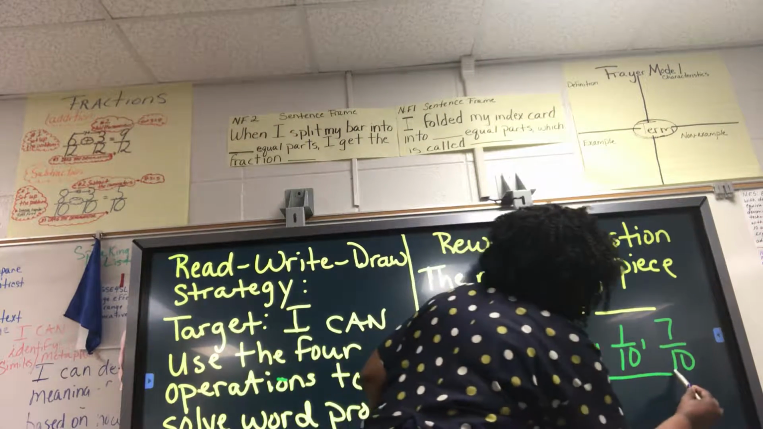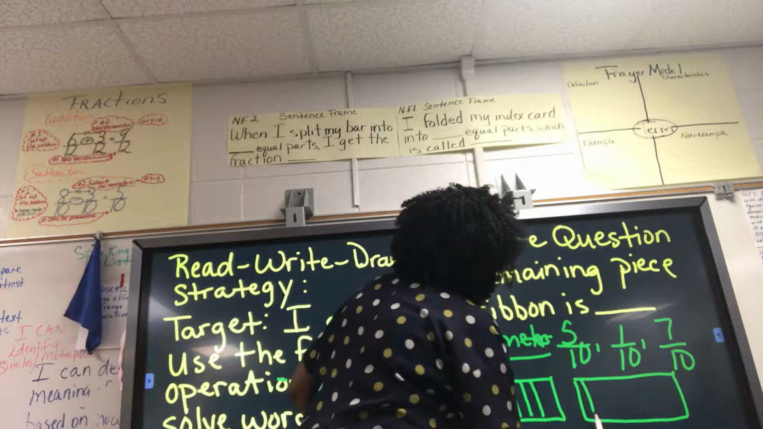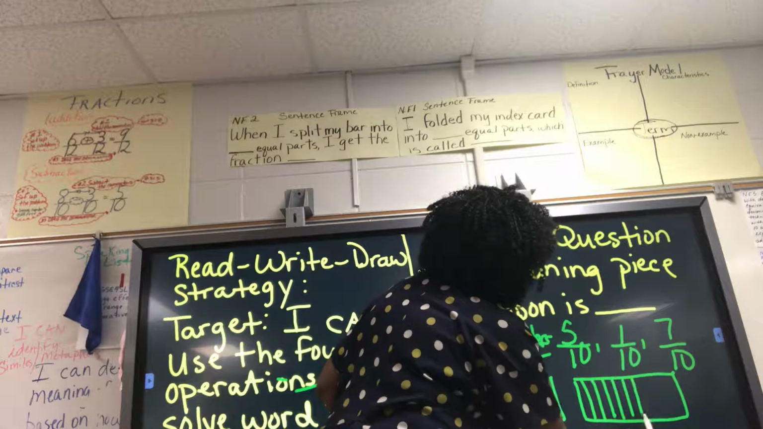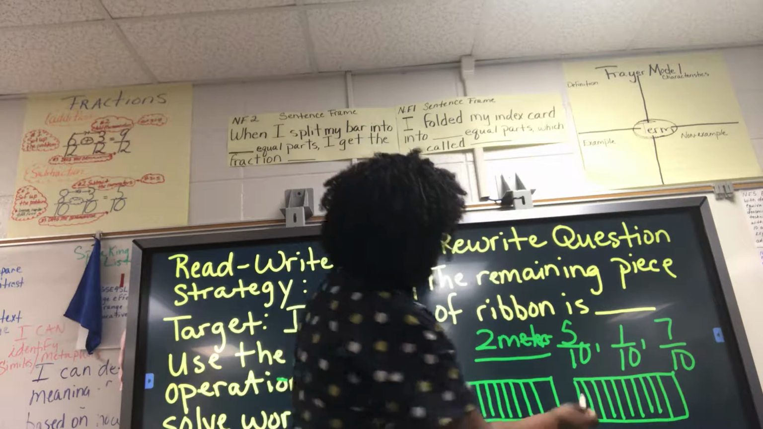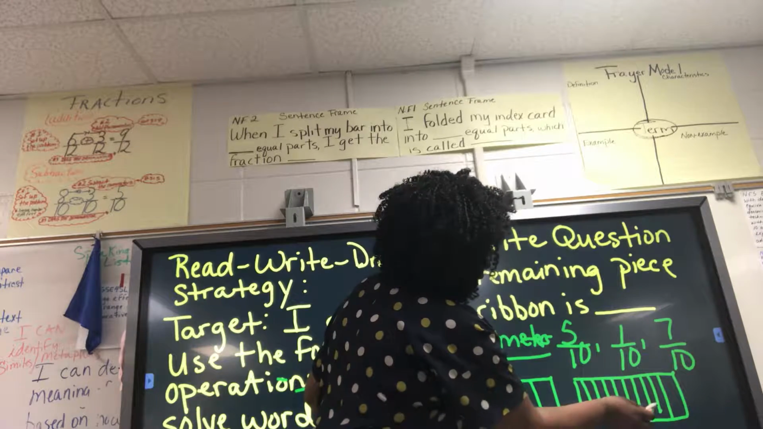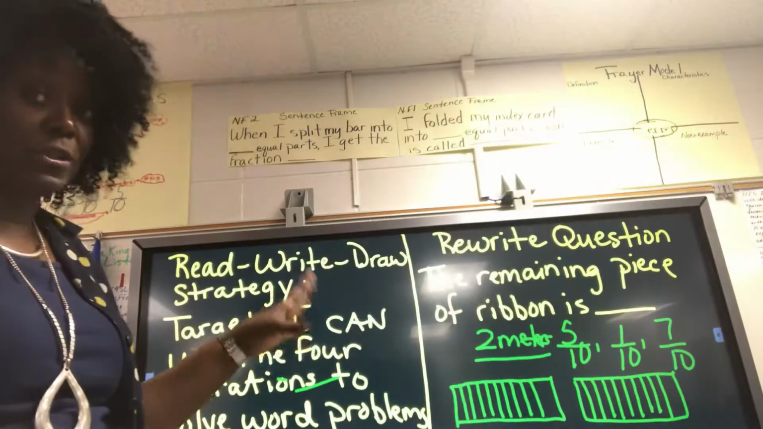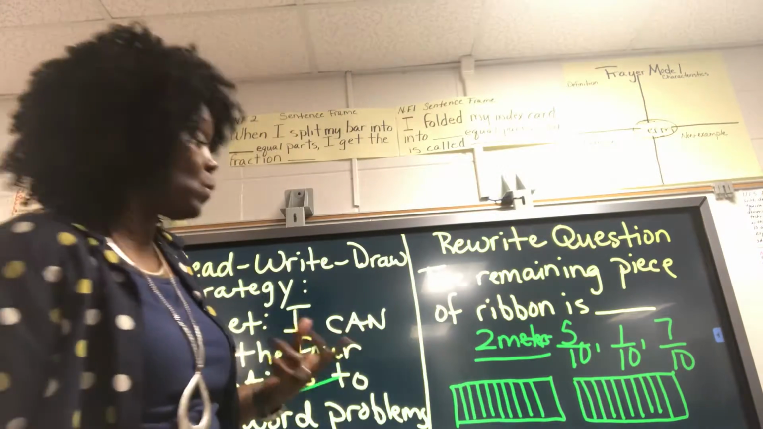So we're going to go ahead and draw our model of our second tenths. 1, 2, 3, 4, 5, 6, 7, 8, 9. I think I have 10. 1, 2, 3, 4, 5, 6, 7, 8, 9, 10. So we do have 10. So make sure that when you guys are doing it, you have the correct number of equal parts.